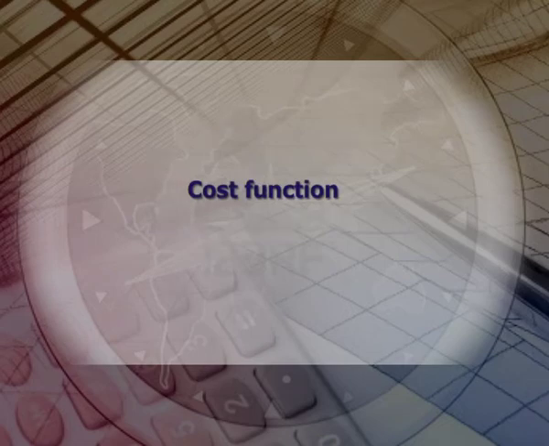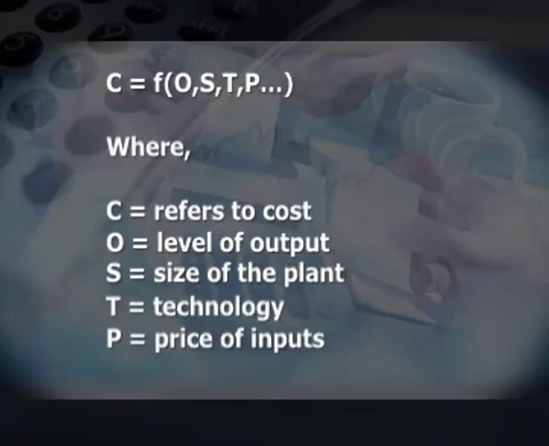Cost function. Let us take a brief idea about cost function. The concept of cost function refers to the mathematical relationship between cost of various products and various determinants of cost. Symbolically, we may state the function as C = f(O, S, T, P), where C refers to cost, O refers to level of output, S means size of the plant, T refers to nature of technology, and P denotes the price of inputs used in production.